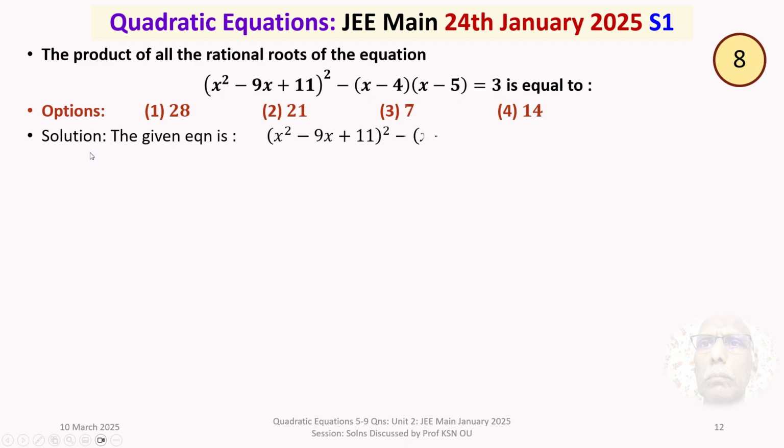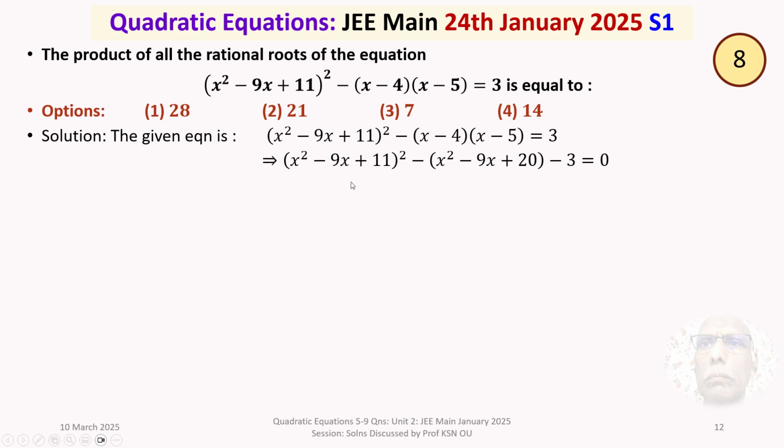Let's now discuss the solution of the problem in detail. We are given this equation. Now, (x square minus 9x plus 11) whole square minus (x minus 4) multiplied by (x minus 5), when multiplied you will get x square minus 9x plus 20, is equal to 3. Bring 3 to the left hand side, you will get minus 3 is equal to 0.